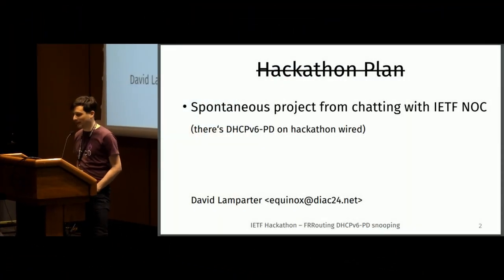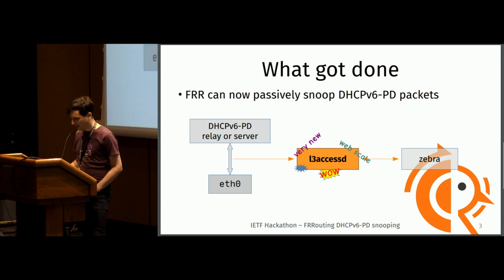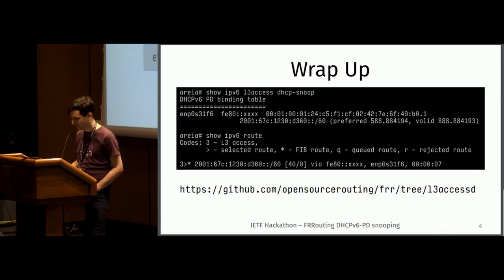Okay, so hi. This was a spontaneous project. As you may have known, there's DHCPv6PD on the Hackathon network, and I got chatting with people. And I put together code for FRRouting to capture those packets, pick up the appropriate routes, and install them. That wasn't previously possible. Now it is. And that's it.